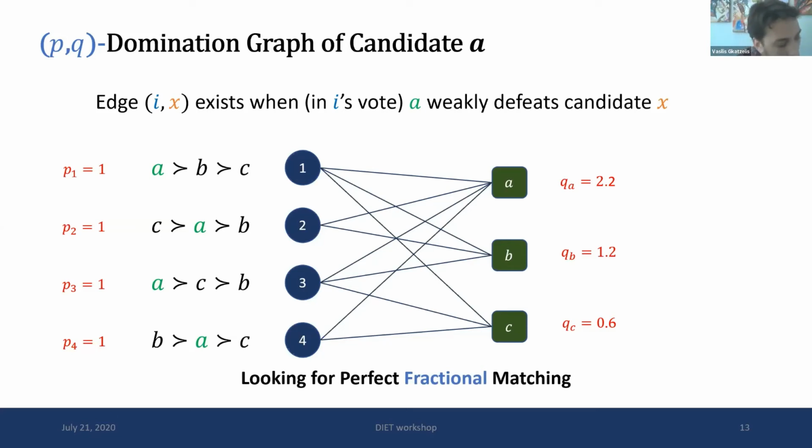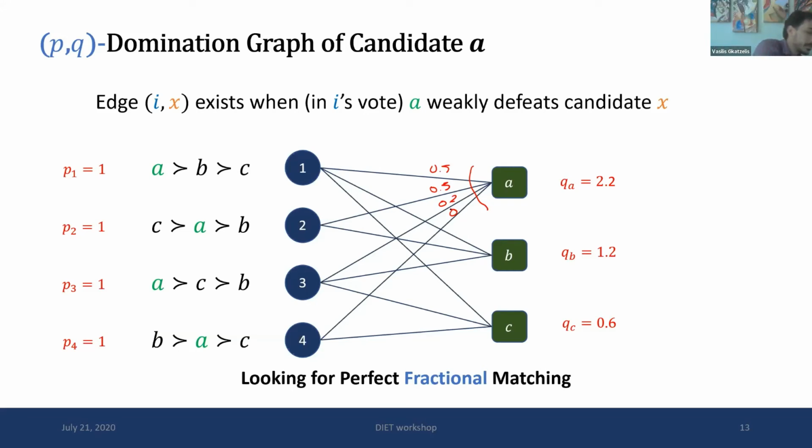And what do I mean by a perfect fractional matching? I mean that you can assign weights on the edges. So let's say here you could assign a half here, 0.2 here, and 0 here. And they add up to exactly the weight of the vertex on the right, 2.2.